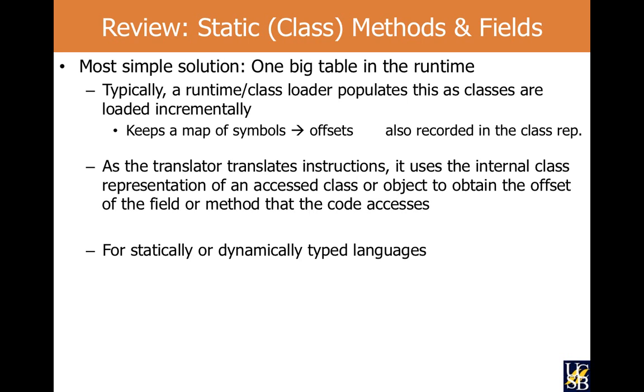Next, if you think back to our review last week, we have static methods and fields, and like I just said, we're going to keep those in our statics table in the runtime. Whenever we need to access a method or a field in a class, we simply use the map for the statics table to look up the offset, and we use that offset in the code that we will ultimately generate, or in the interpreter when we're executing the code line by line. This is similarly done for both static and dynamically typed languages.